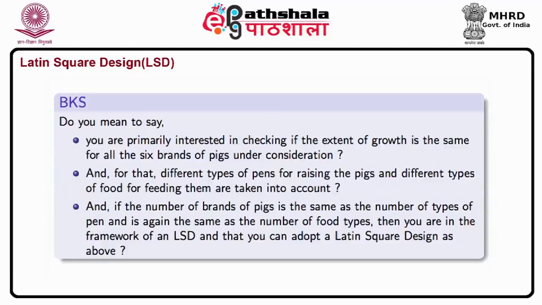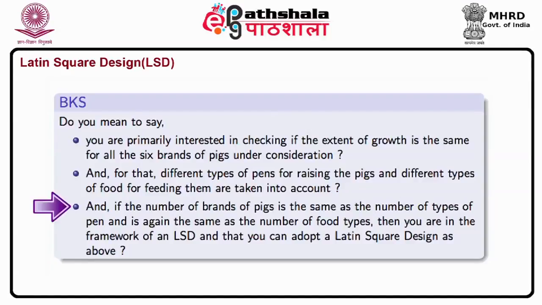Maybe that's why these two types of variations have to be taken into account in order to examine the extent of growth. So your main target is the extent of growth, but you cannot abandon the case that the pigs are raised in different pens and have different food habits. That's why these two are the row and column effects, the blocking factors.